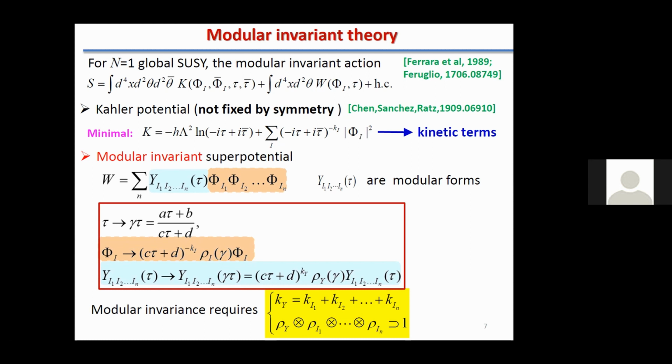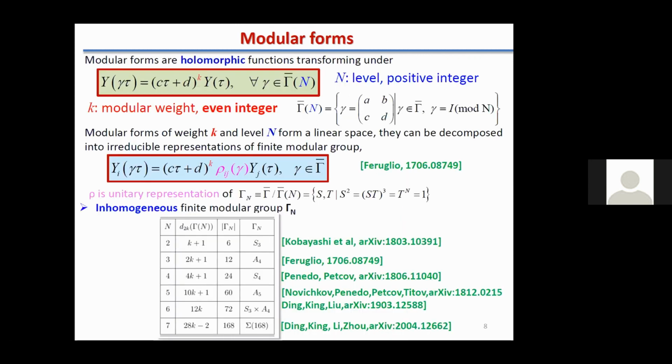Both the matter fields and the modular forms are denoted by two quantum numbers. One is k_i, the modular weight. The other is the representation of the finite modular group. And modular invariance requires the total modular weight to vanish, and each term has to be invariant under the finite modular group. Everyone is very familiar with this procedure.